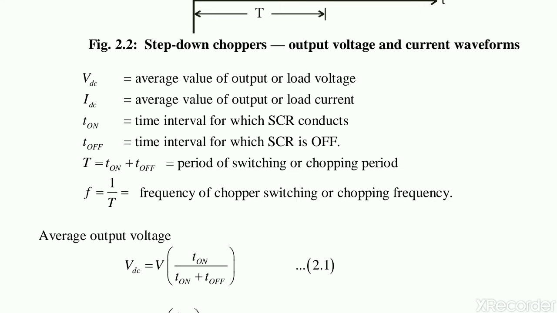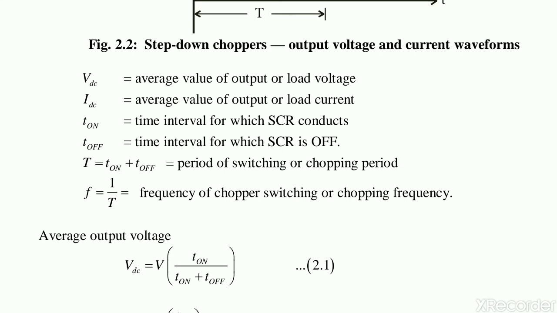VDC is nothing but the average value of output or load voltage. IDC is the average value of output or load current. T on is the time interval for which the SCR or switch conducts. T off is the time interval for which the SCR or switch is off. Capital T is the summation of T on plus T off, so it is the total period of switching or chopping period. And the frequency is inversely proportional to capital T. This frequency is nothing but the frequency of the chopper or chopping frequency.